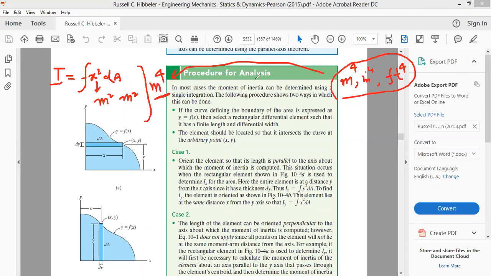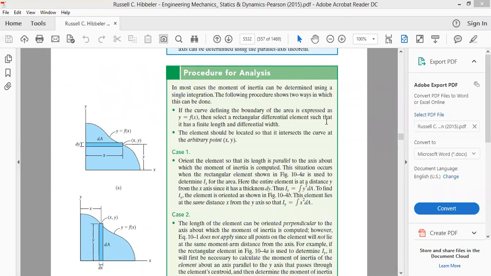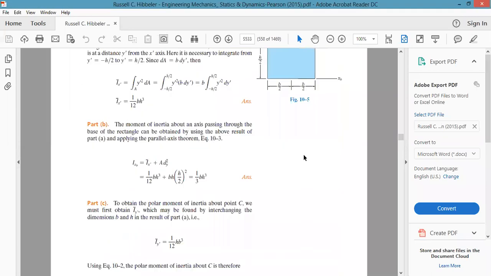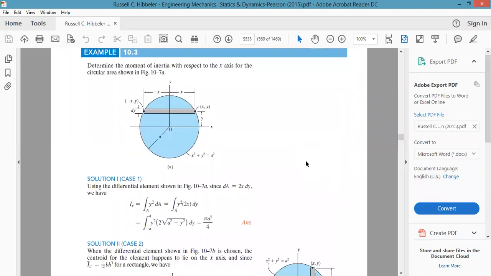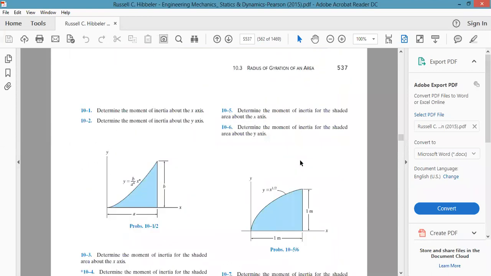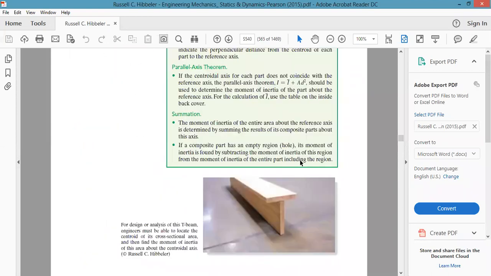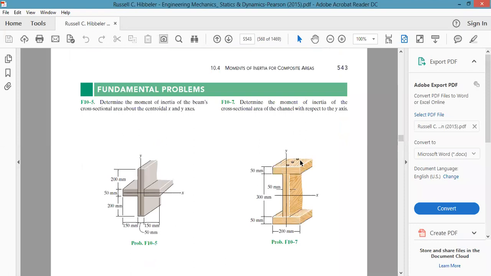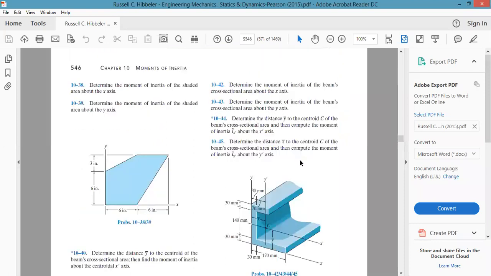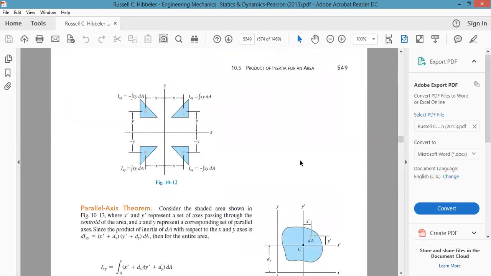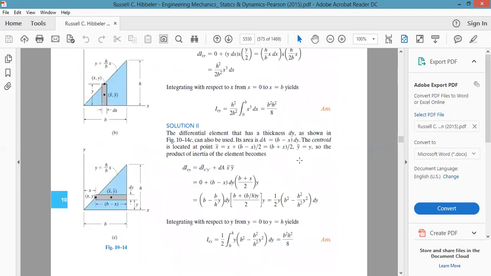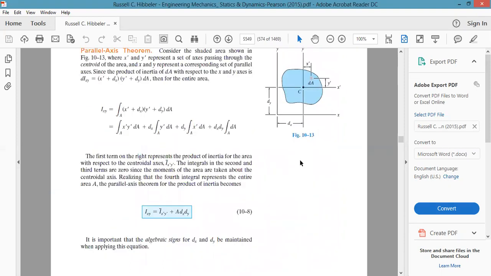We have one more property of the area. The centroid of the area, the moment of inertia, and the product of inertia are called the properties of the area. We have one more property of the area, which we call the product of the area. If we finish the product of the area, then we will go ahead with some numerical problems.